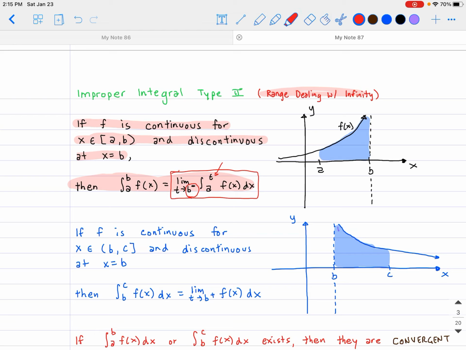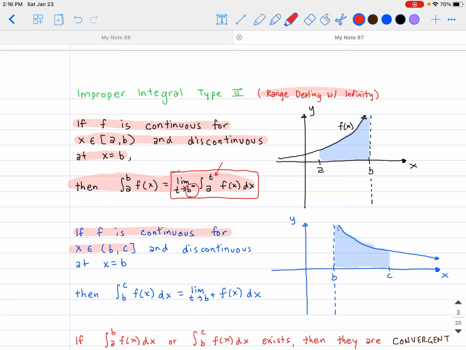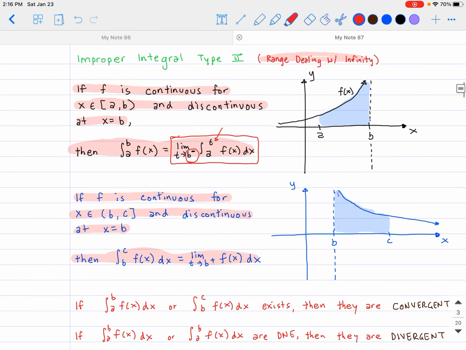And similarly, underneath it, you can see the illustration on the right-hand side. So in this case, if f is continuous for x between b to c, continuous all the way to c inclusive of c, but exclusive of b, and it's discontinuous at x equals b, then we can write that integral from b to c of f of x dx as the limit as t approaches b from the right-hand side of the integral from t to c of f of x dx. So we can take that picture and change the boundary of the integral so that it becomes a limit problem, so we can hopefully then solve for it.